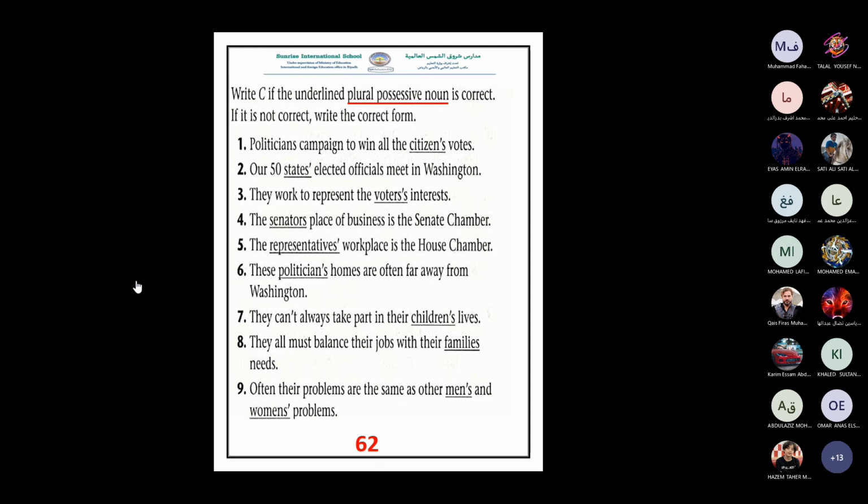So number six, don't write C. When you fix the noun, don't write C, because it needs to be fixed. So write the correct form. But if the word is correct, write C, just C. Dalal, fix number three. We don't write C, so it is correct? No, without writing C, that means you have to fix it. Write C, that means the word is correct. Understand? Read the head of the question to understand.